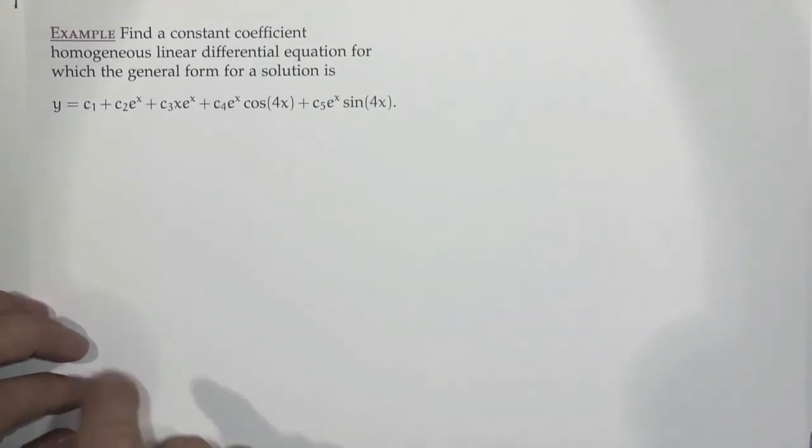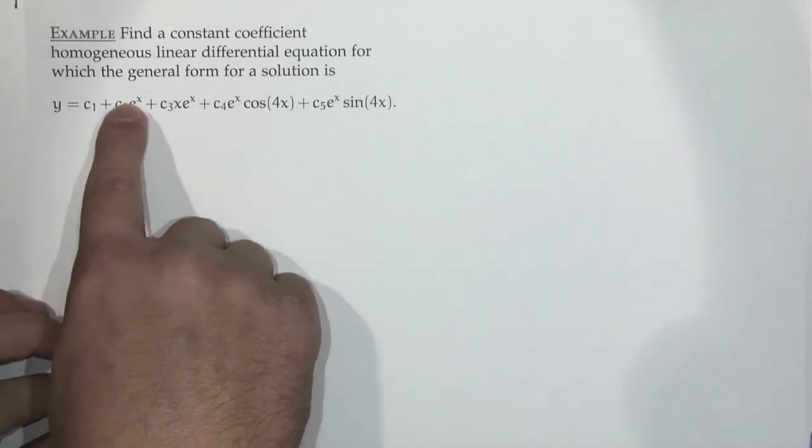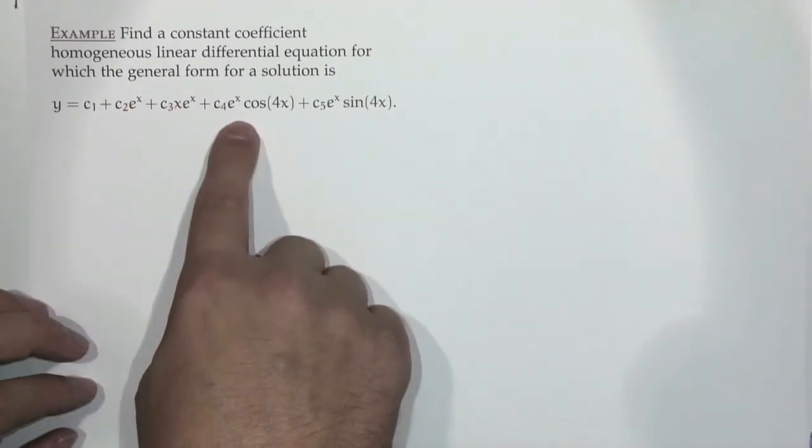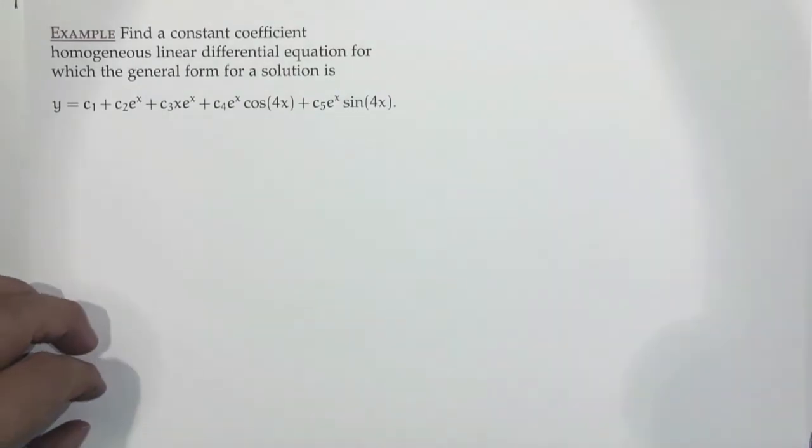Find a constant coefficient homogeneous linear differential equation. In other words, you have to find the differential equation where the solution looks like this: C1 plus C2 e to the x, C3 x e to the x, C4 e to the x cosine 4x, C5 e to the x sine 4x. Now, I'll give you a hint before you start. What's the order of your differential equation? And how do you know?